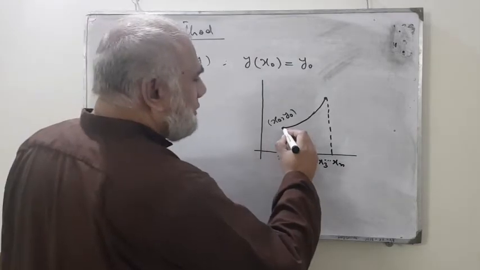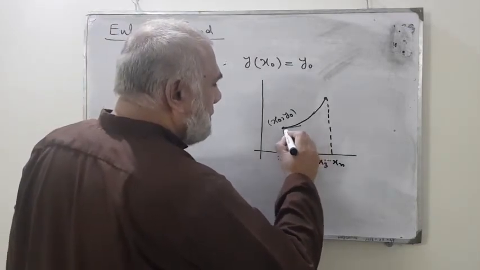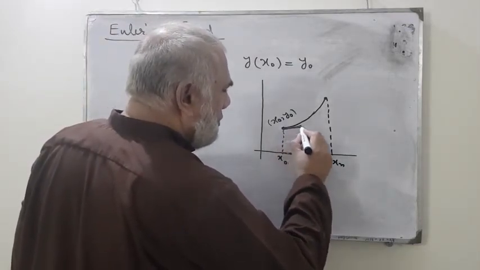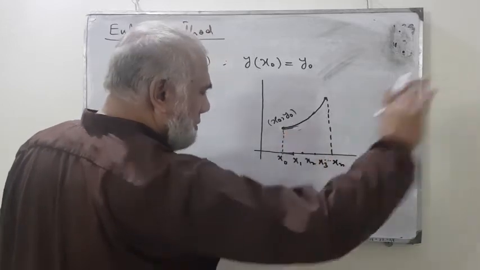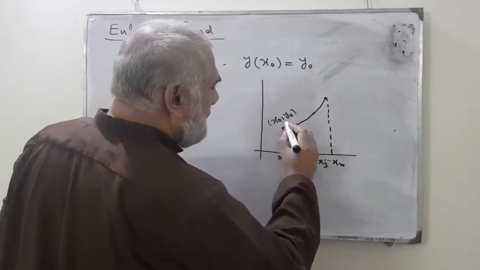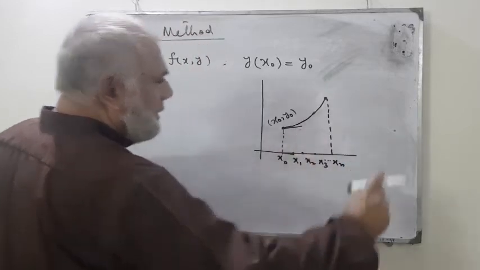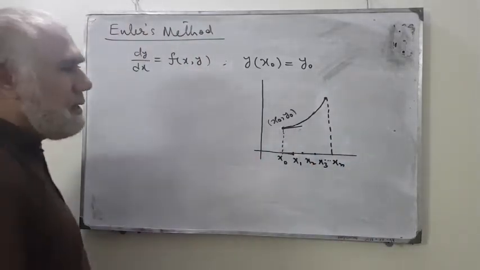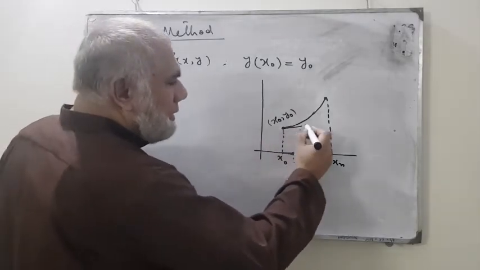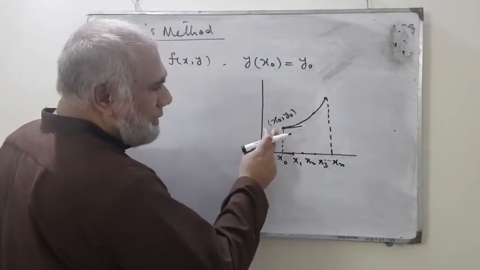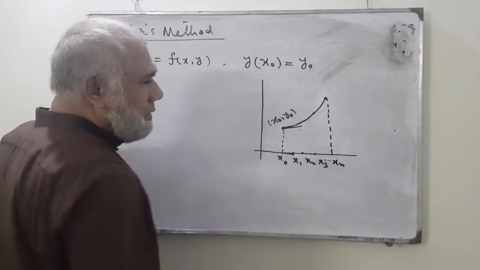Now if I draw a tangent line at this point, suppose this is the tangent line, it is not going to finish at any place, it is going to extend in both directions, but I keep it up till here. So this is the tangent line which we have drawn at the point x0, y0.